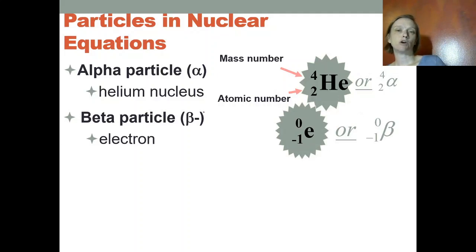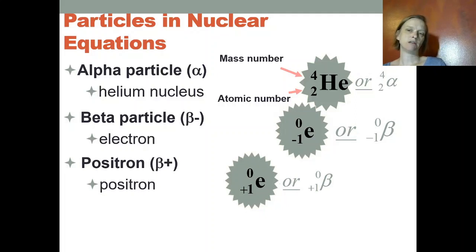The second particle you need to know about is a beta particle. It is essentially an electron. And so sometimes we write an electron with a lowercase e, a mass of 0, and an atomic number of -1. Now, an electron does not have protons, but it ends up kind of neutralizing a proton in nuclear reactions. So that's why it counts as having a proton count of -1. The other way to write a beta particle is using the Greek letter beta, again with a mass of 0 and an atomic number of -1.